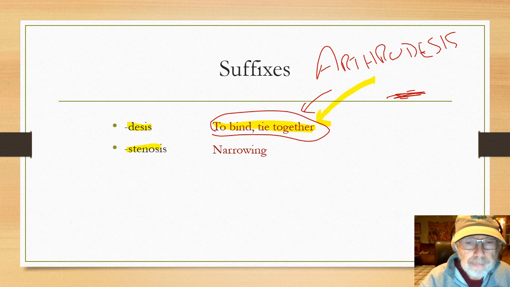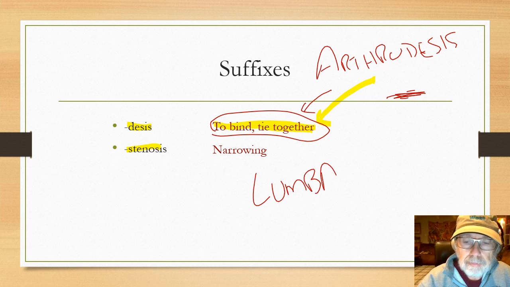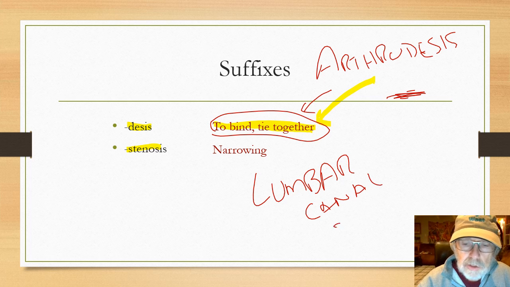Stenosis means narrowing. Now, what does this have to do with joints? What happens is sometimes people get what's called a lumbar canal stenosis.